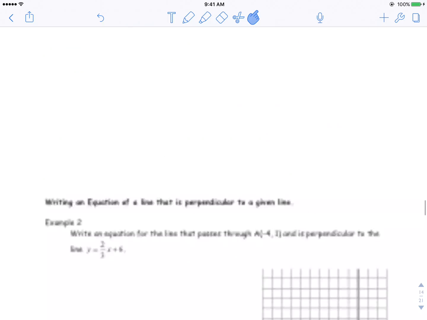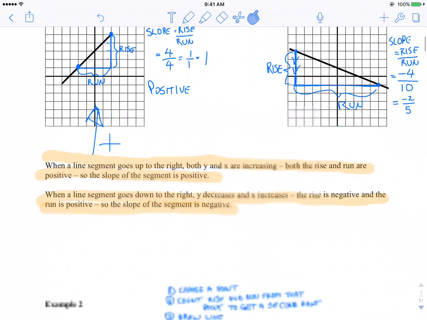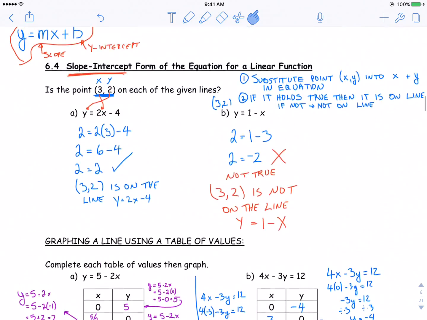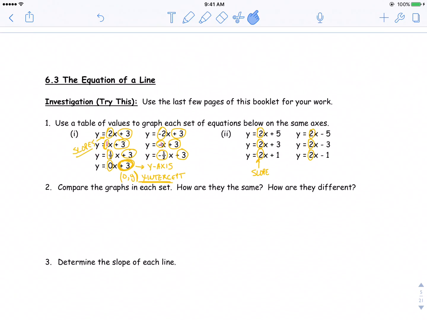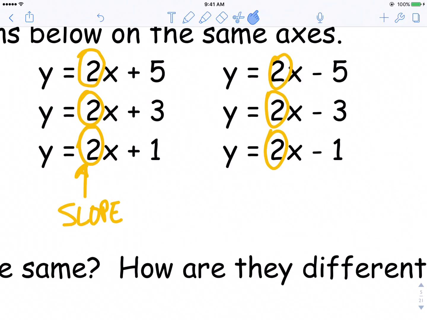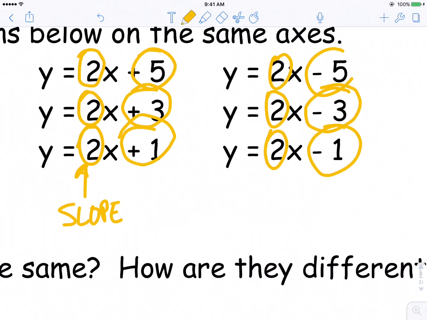So let's go back, have a look. This back and forth thing's not very good, is it? Have a look at these equations here. What's the same about them all? Well, they all have that same number in front of the x. What's different about them all? Well, they all have this part being different. And what was different in our graphs? Well, they all cross the y-axis at different places. So again, this tells us our y-intercept.